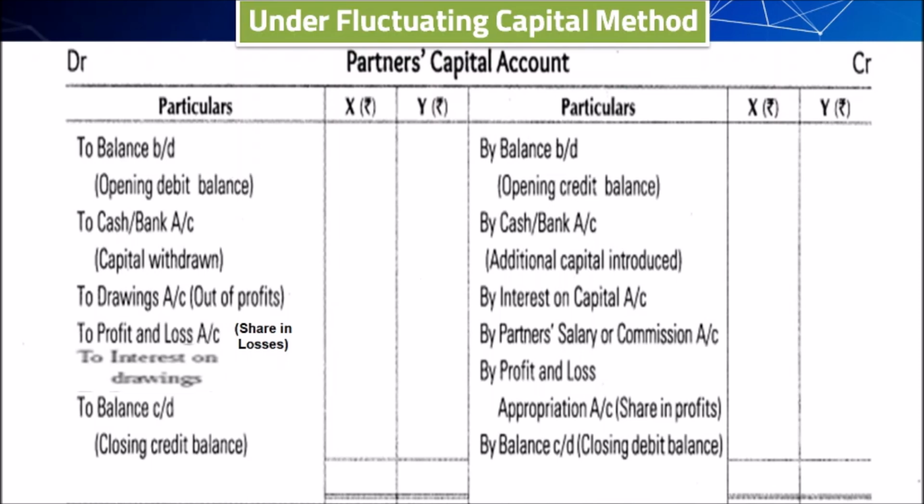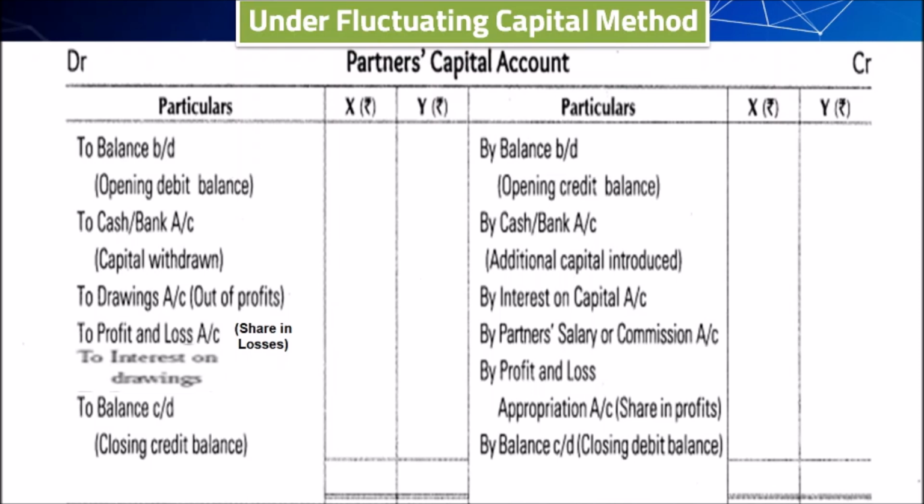Now if there is a loss instead of profit, then the profit and loss account, like I told you that in case of loss, we do not prepare the profit and loss appropriation account directly, we distribute the loss from the profit and loss account. That is why profit and loss account is mentioned there in case of loss. And another, To Interest on Drawings. Okay, that will also be mentioned here. You can check the journal entry of interest on drawings.